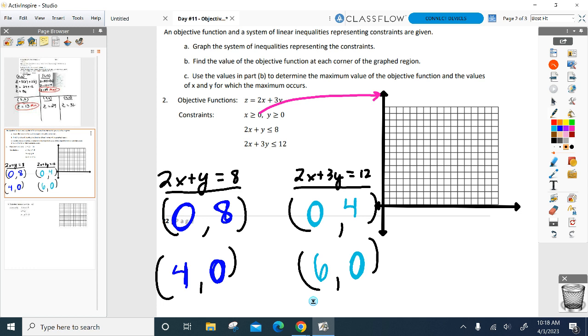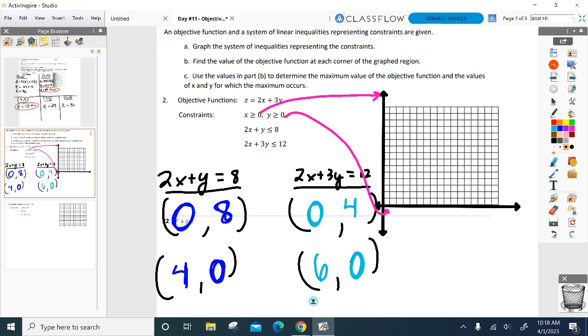Y greater than 0. That's a horizontal line. That's just that right there. Going through 0. That's it. It's just the x-axis. And again, if you guys ended up shading, this whole thing would be shaded. So let's go to the diagonal lines now. Ready? 0, 8, and 4, 0. Go ahead, plot them both.